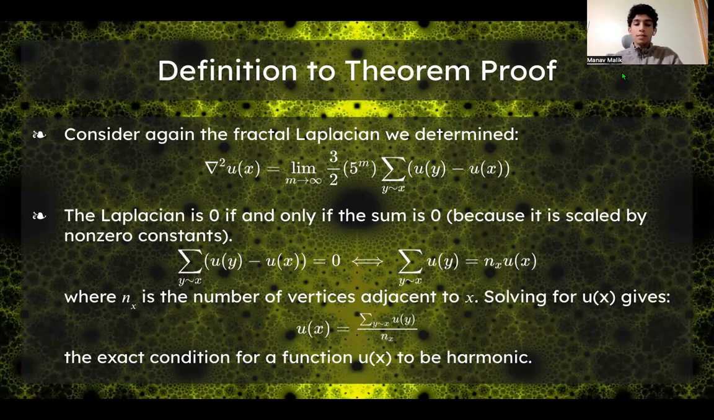We can pull it out by multiplying it by the number of vertices adjacent to x, because if you'll remember, that's the number of y's we have in that sum. And if we solve for u of x, we have the sum over the vertices adjacent to x of u of y, over the number of vertices adjacent to x. And you'll notice that this looks eerily similar to an average value function, and that is the exact condition for a function u of x to be a harmonic function. And we can work through this the other way around and go from the theorem to the definition as well.